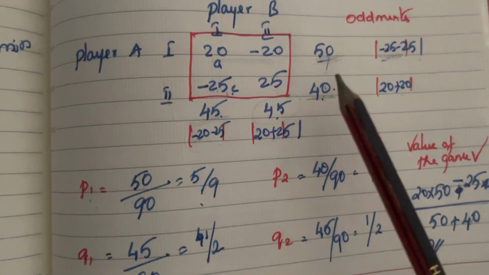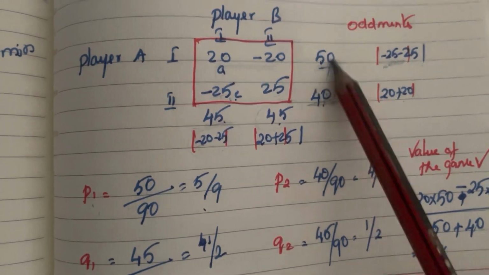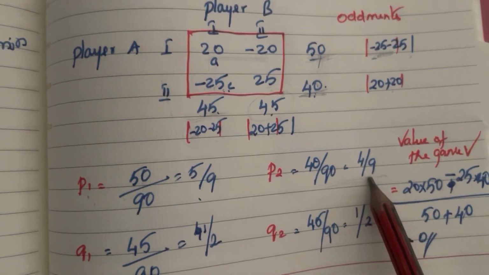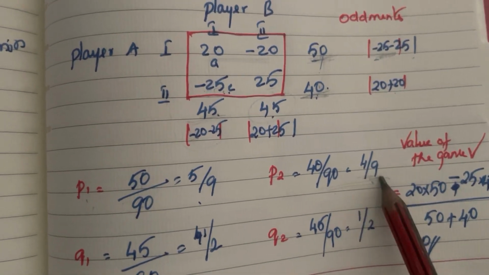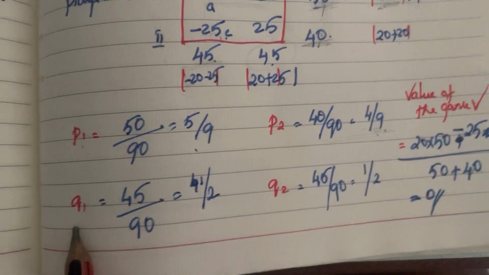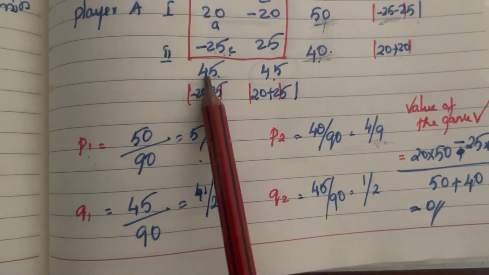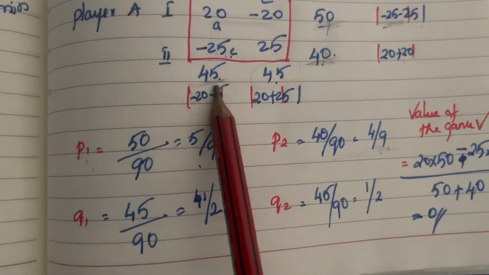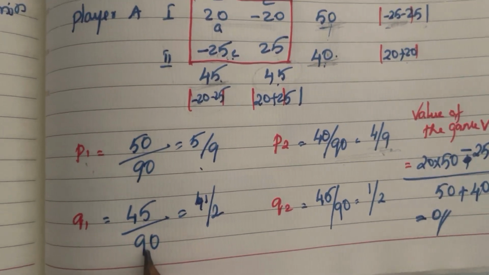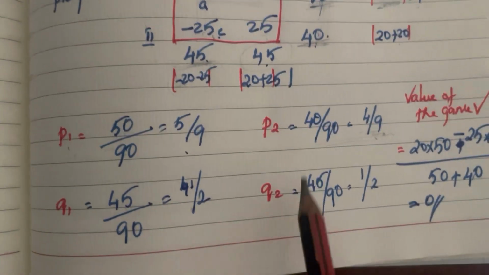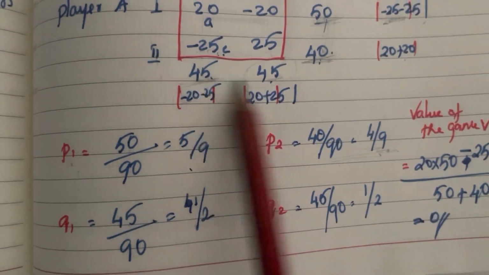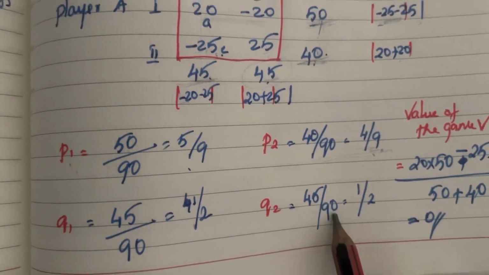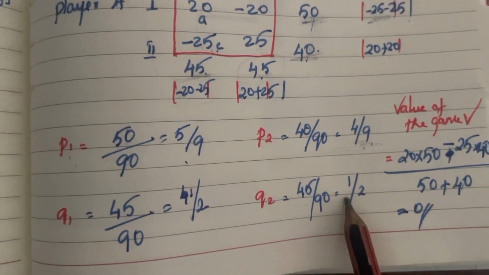And for the next one, this is going to be the numerator, and the sum of these two is going to be the denominator, which is going to be 40 by 90. Finally it is going to be 4 by 9. And next one, Q1. For Q1, this is going to be the numerator, and the sum of these two is going to be the denominator. So 45 by 90, which is going to be 1 by 2. And here again 45 divided by the sum of these two, 45 plus 45, so 45 divided by 90, which is going to be 1 by 2.